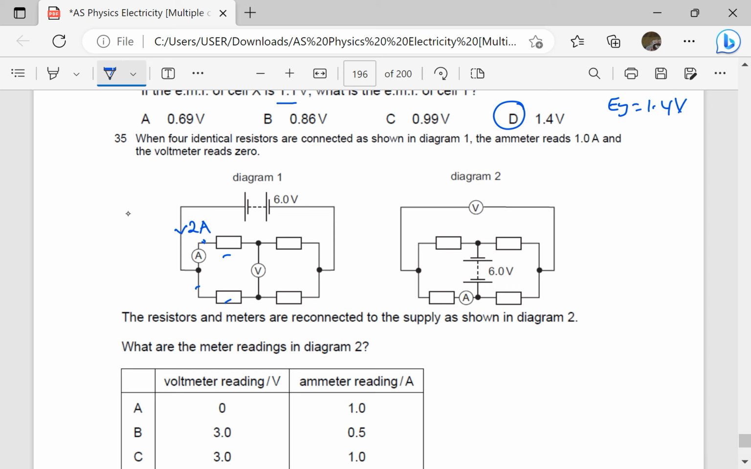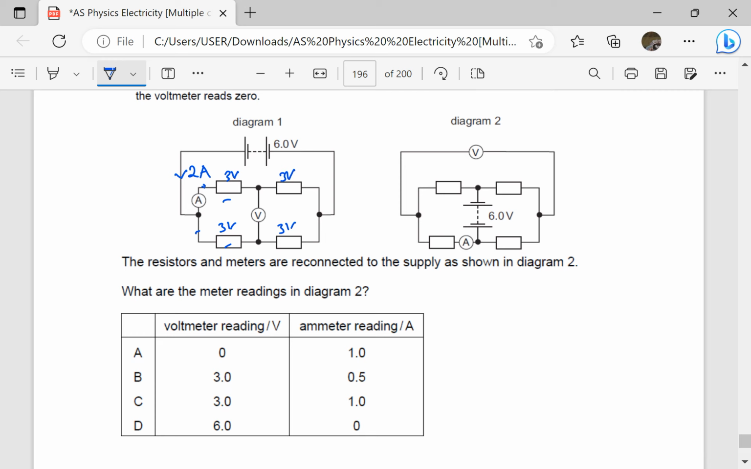Then the resistors and meters, of course, the PD across each is the same. This is 3 volts, 3 volts because they are identical, and the current through them is the same. The voltmeter is going to automatically read 0. The resistors and meters are reconnected to the supply as shown in diagram 2. What are the meter readings in diagram 2?